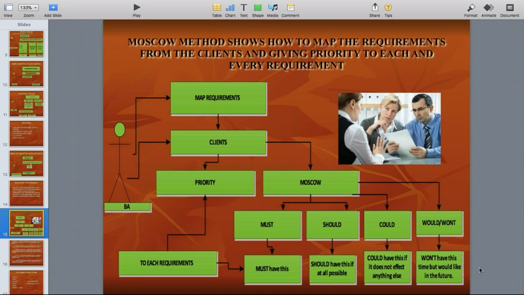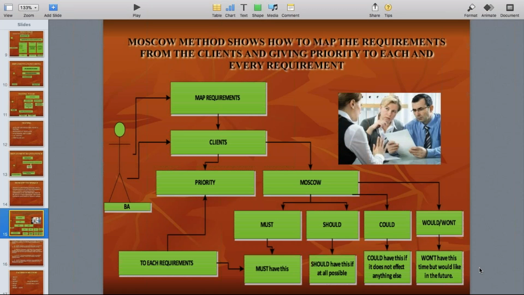Future. Why? Because why not now? Means maybe lack of budget, maybe lack of importance of the requirement, maybe lack of time, maybe people are not in a position to understand that requirement. Correct? Like that. Exactly. So this all comes under would or won't have this time, but will like in the future.